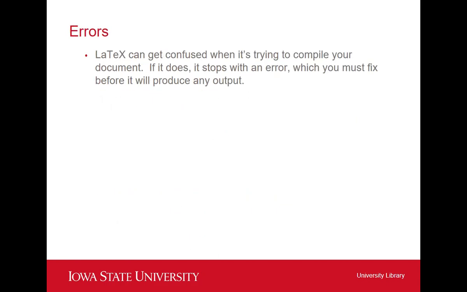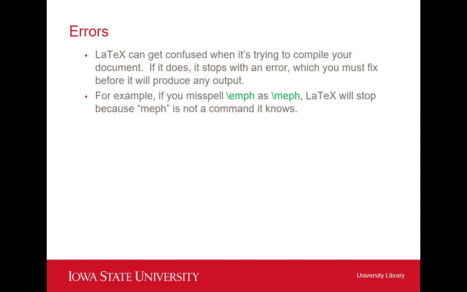All right. So errors. LaTeX will get confused if it's trying to compile something and it runs across an error. And if it does, it'll stop and it won't do anything until you fix that error. It won't give you any output. So for example, if you're trying to put something in italics using the emph command, and you do a typo and mistype it as meph, LaTeX will stop right there because that's not a command it knows. It'll say, hey, hang on, I don't know what Eric meant by that, so I'm going to stop and highlight. I think Overleaf will highlight it in red, and it'll tell you there's an error here. I can't go on. I can't compile that until you fix that error.